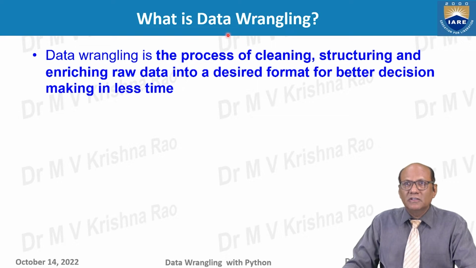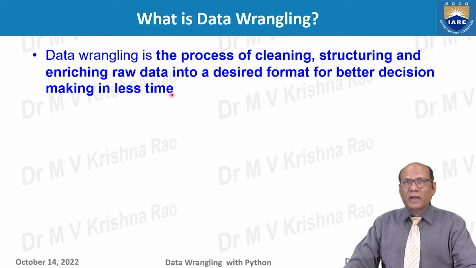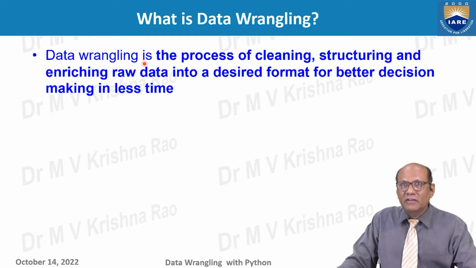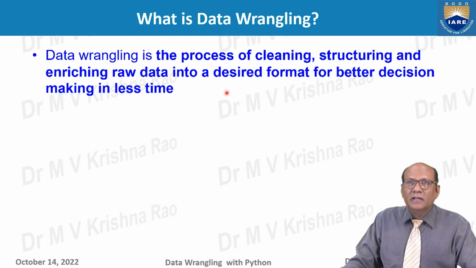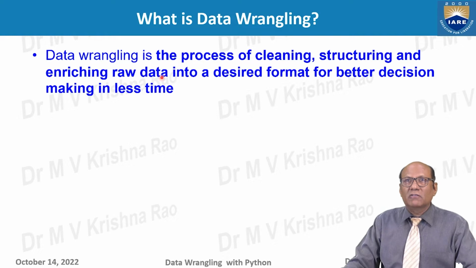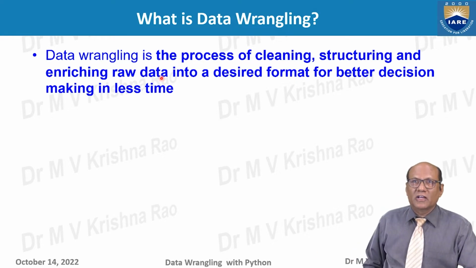So what are the things involved here? Structuring the data, formatting the data in the proper way, that is the functionality. Then the desired format is one thing. Then decision making is the third point. The fourth point is in less time. So there are 4 parameters involved in data wrangling, which drive it: the functionality part, what it does, what kind of formats we need, what kind of decisions we make, and how much time we take for this. So data wrangling involves 4 functional components basically.